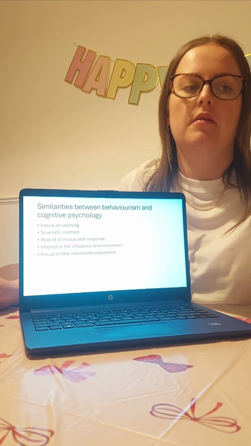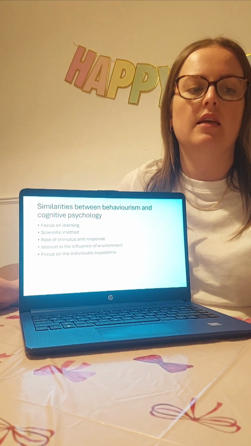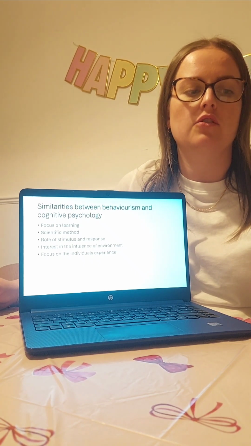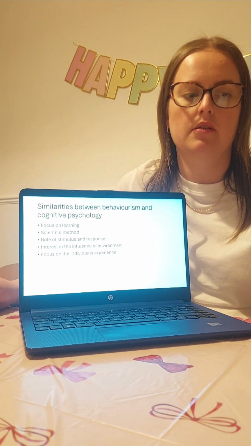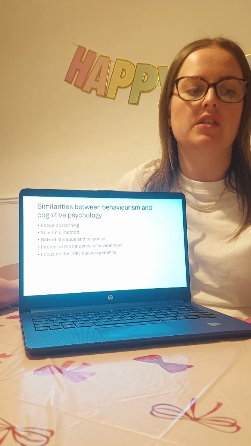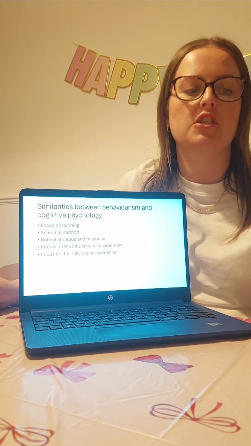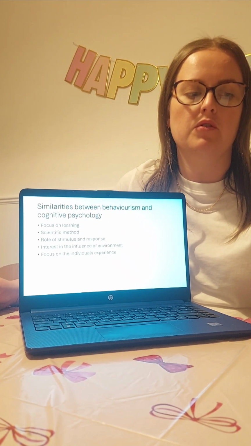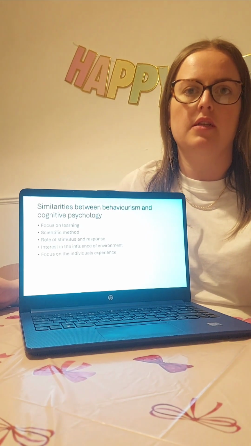Scientific method. Both fields rely on empirical scientific methods for studying behaviour and cognition. They use experiments and data collection to analyse and draw conclusions. Role of stimulus and response. Both perspectives acknowledge that external events, situations and responses play important roles in shaping behaviour, with behaviourism emphasising observable responses and cognitive psychology focusing on internal mental processes.